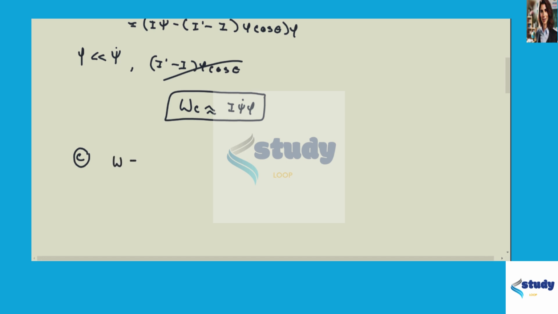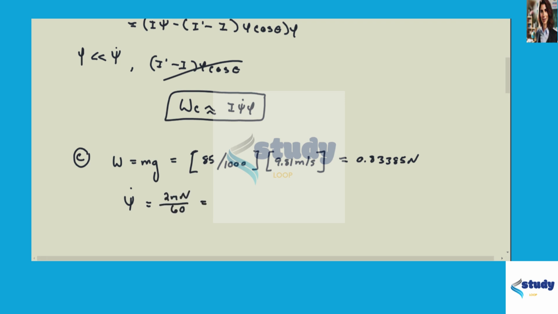And now we got to find the mass, the weight. So here we have 85 divided by 1,000, so we convert that to kilograms, times 9.81 meters per second squared, and we get 0.83385 newtons. We have capital phi, which is its rate of spin. So 2 pi n divided by 60 equals 2 pi times 1,800 divided by 60 equals 188.496 radians per second.